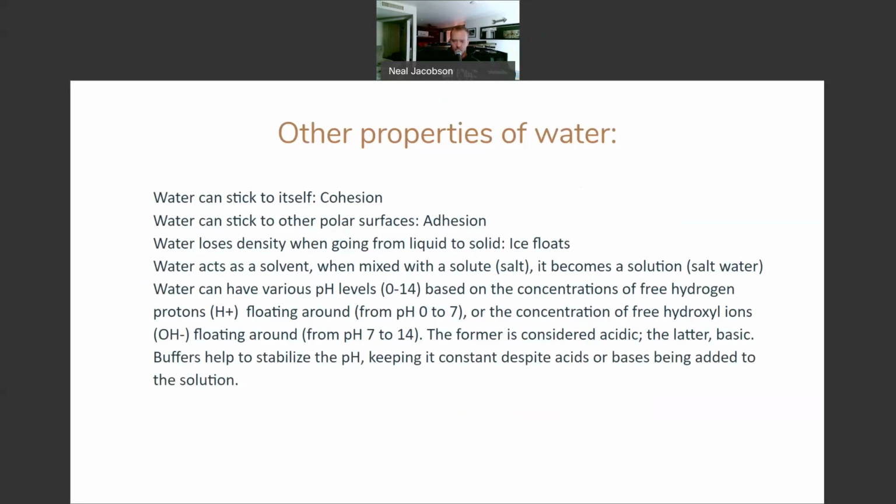And same thing if you have something that's basic and you have more hydroxyl ions, OHs. If you have more of those in a buffer, and you start to add more OHs to it, the OHs will stick to the buffer and they won't change the pH. And so buffers can help stabilize. And your bloodstream is a buffer. Your bloodstream has a constant pH that changes very little despite what you eat and drink.